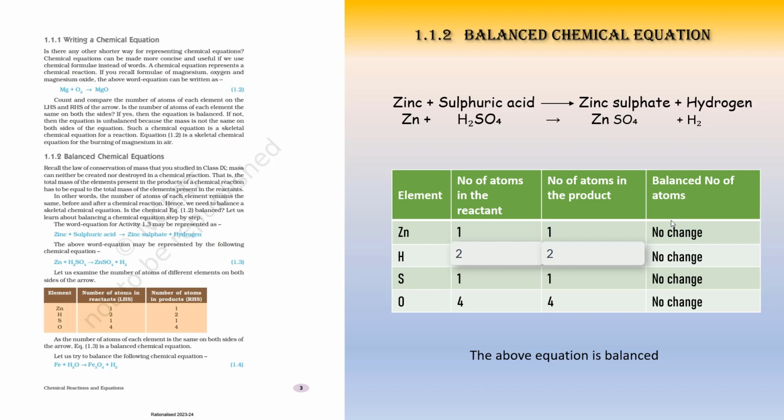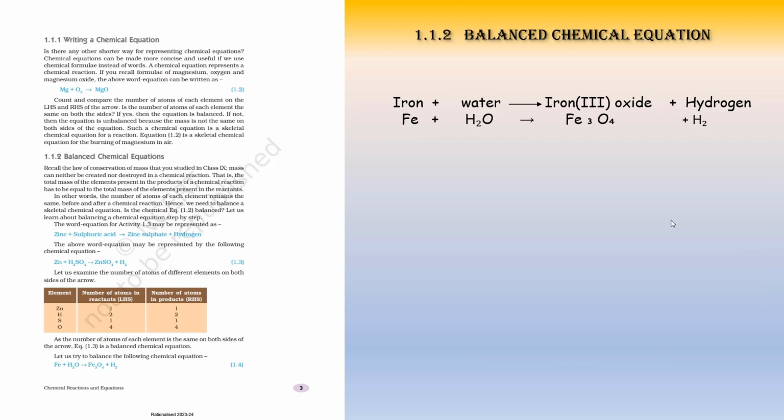So moving ahead, whenever we are trying to balance an equation, we will take one element at a time. I will circle it. You also circle it in your notebook, and gradually we will balance one after the other. Now let's take another equation. Iron plus water forms iron 3 oxide, that is ferric oxide, and hydrogen. This is the equation. Fe plus H2O forms Fe3O4, that is ferric oxide, and hydrogen.